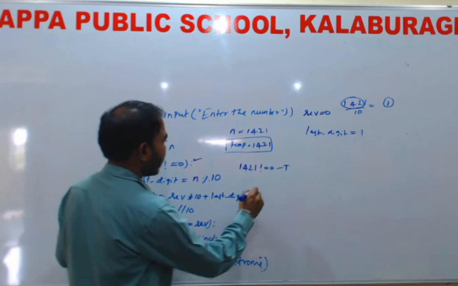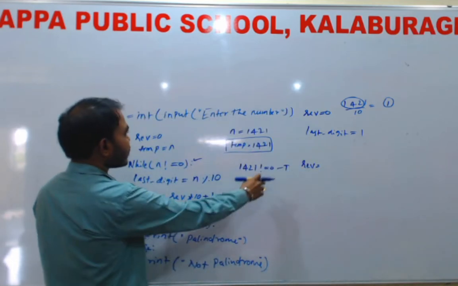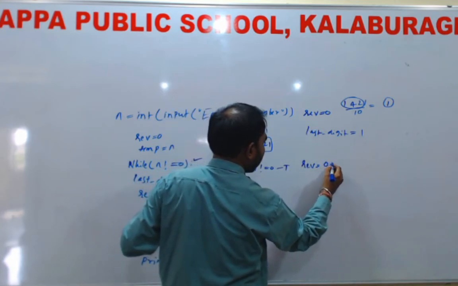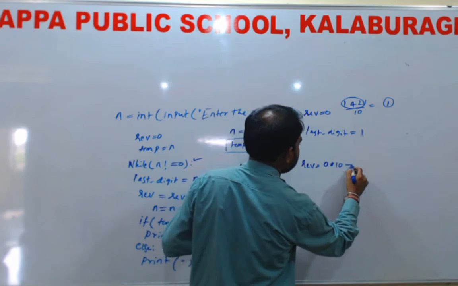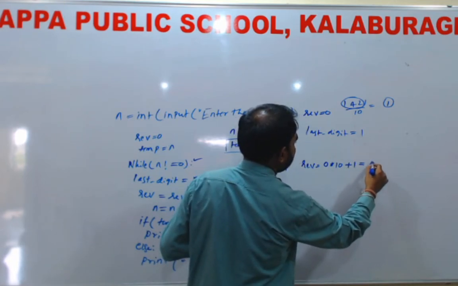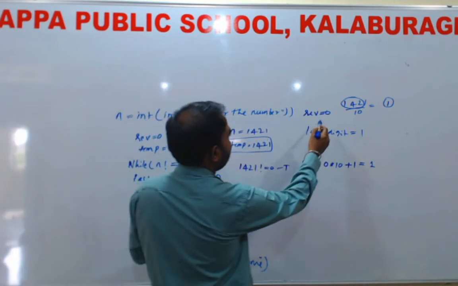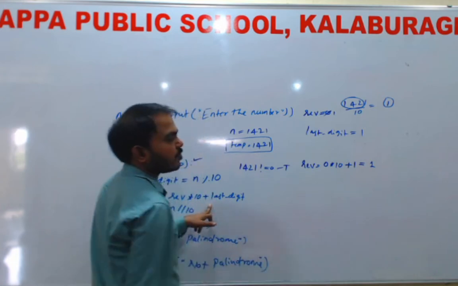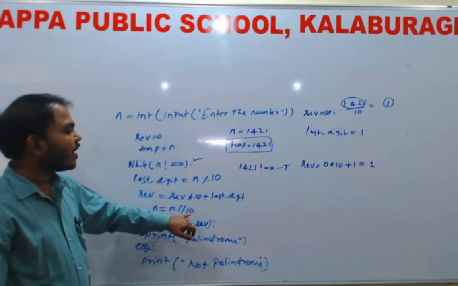So what is this? Reverse is equal to, initially the reverse becomes 0, 0 into 10 plus, what is the last digit we have? 1 here. So 0 into anything is 0, then the reverse value becomes 1 now. Now you can replace this 0 with the 1, right? So after this, n is equal to n divided by 10.